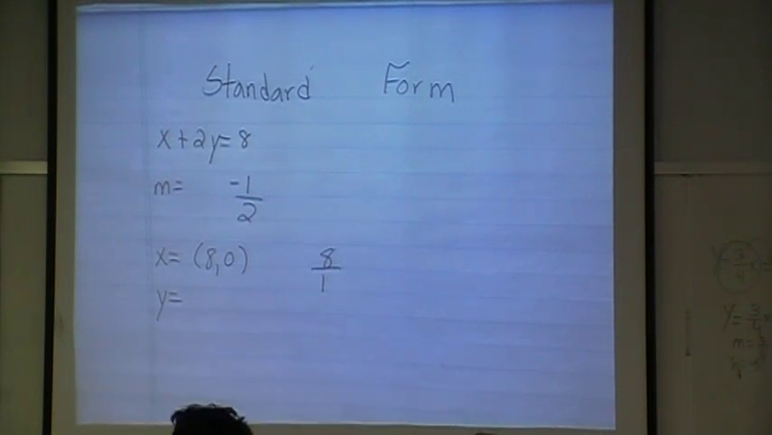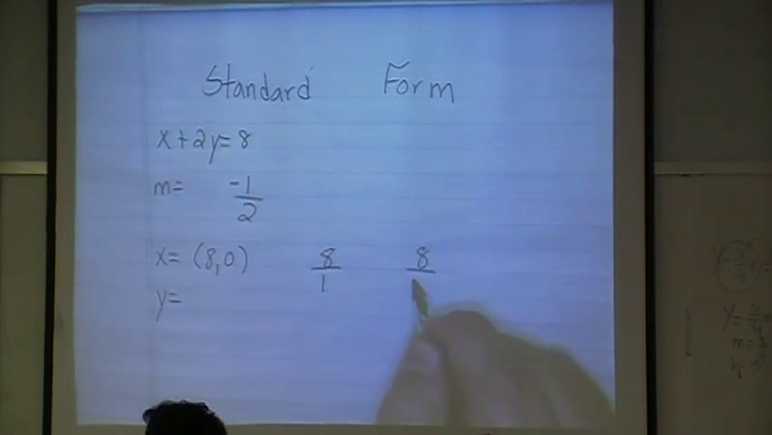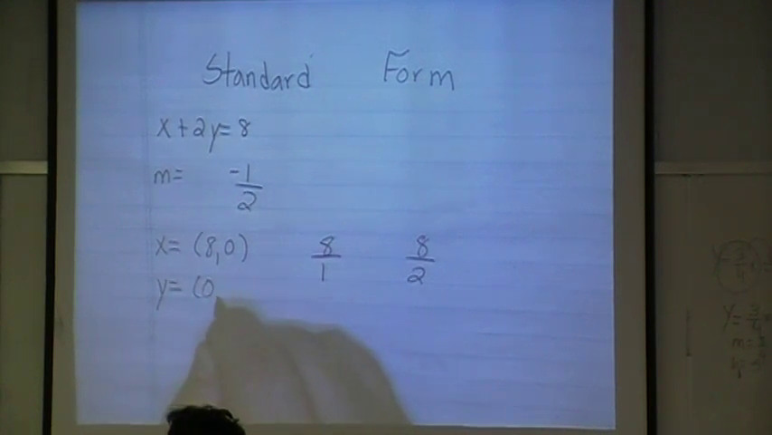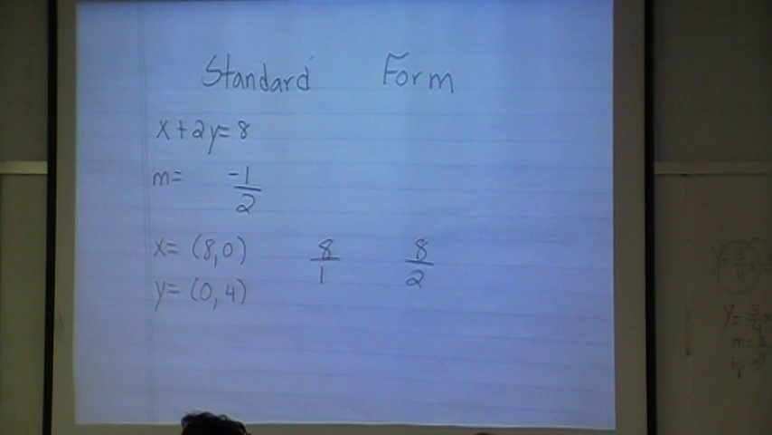So the y-intercept, I'm going to do the same thing. I'm going to take the number in front of y, put it underneath that last number. I'm going to reduce. 8 divided by 2 is 4. But when I write it, it's going to be 0, comma 4.